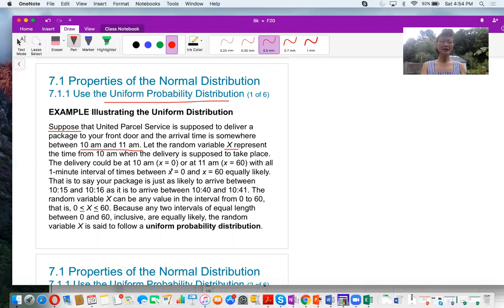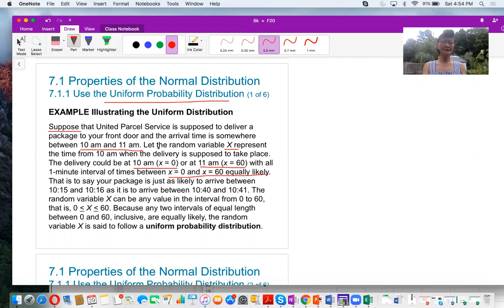When the delivery is at 10 a.m., we set the random variable to 0 because that is the time to start delivery. And when it is at 11 a.m., the random variable x equals 60. All 1 minute intervals of times between x equals 0 and x equals 60 are equally likely.